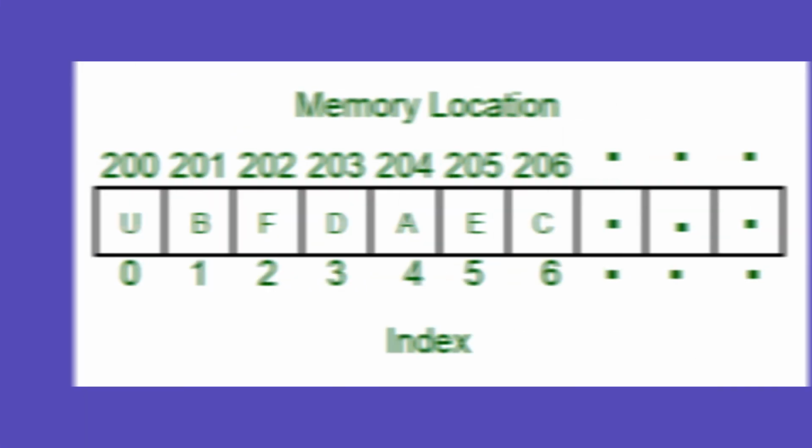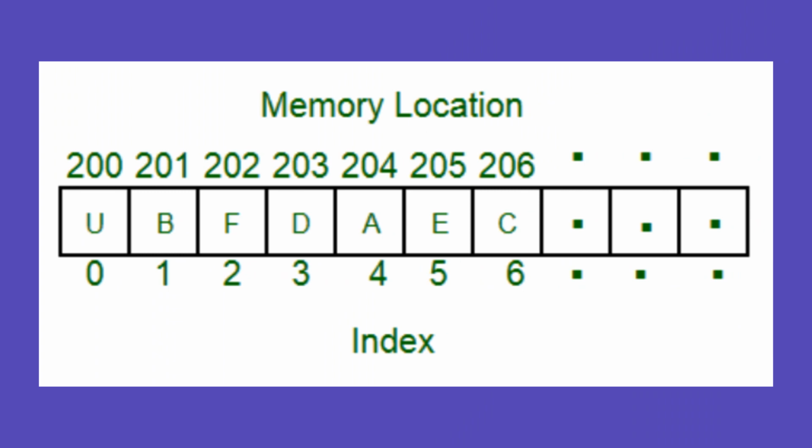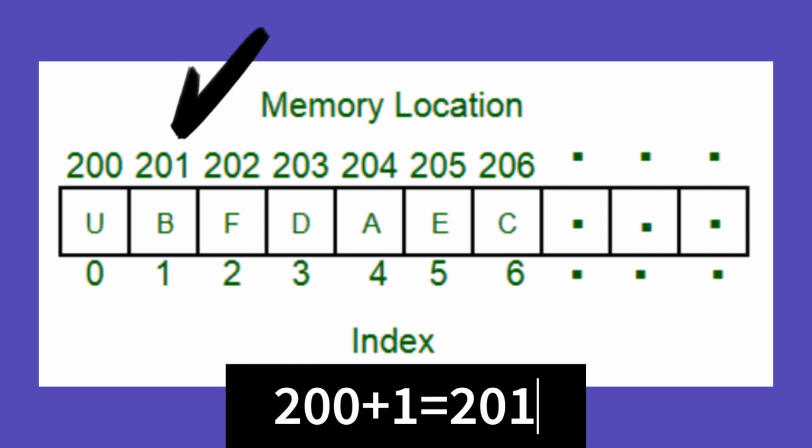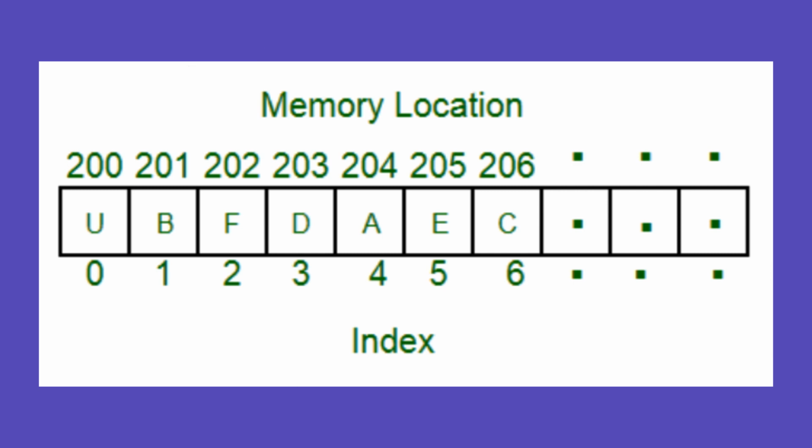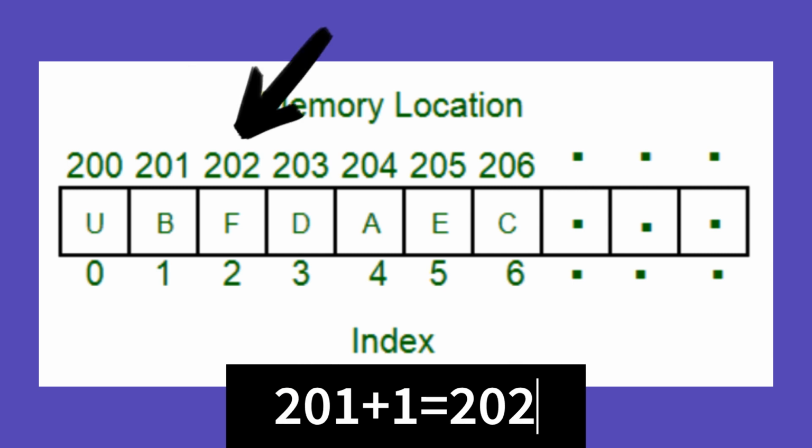In our case, we're storing a character data type, and we know character data types take 1 bit to store in memory. That's why we have to add our bit number to our previous memory location. So 200 plus 1 is equal to 201, and in the same way 201 plus 1 is equal to 202, and so on. So now let's move on to the next part.